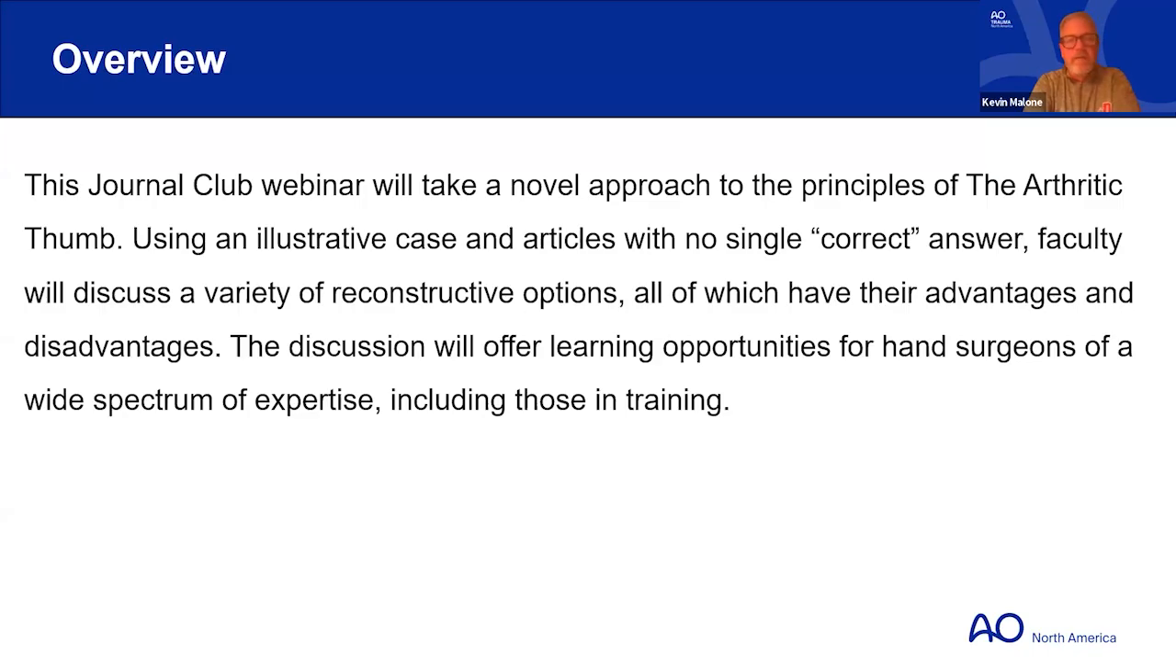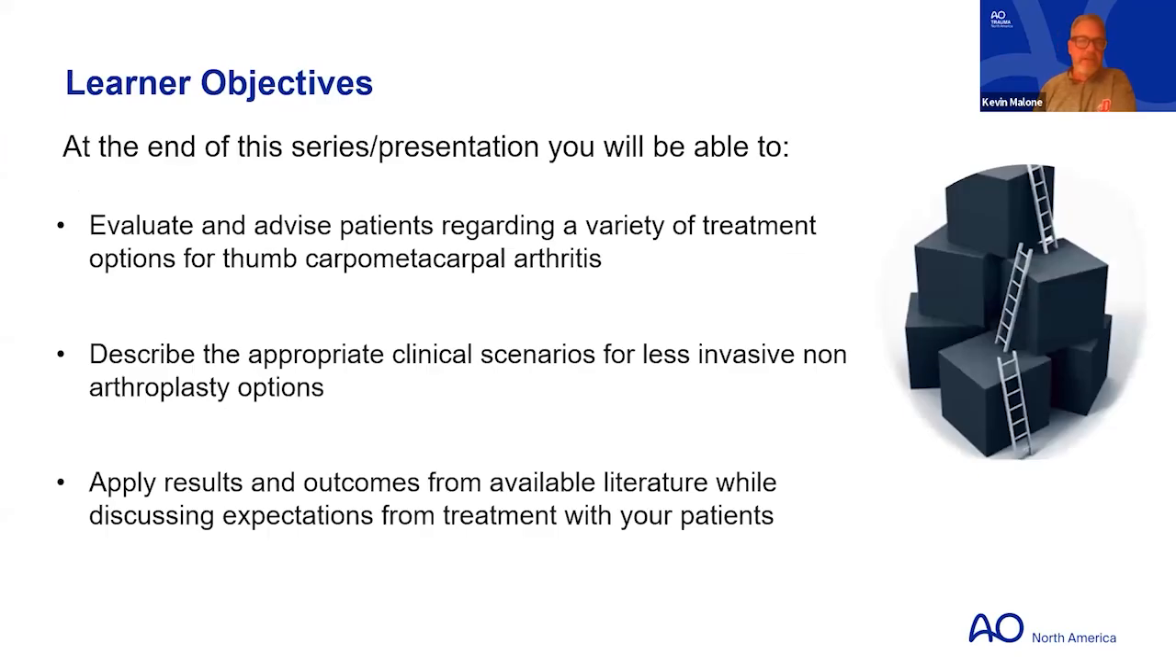In session one, the faculty discussed more traditional methods of evaluation and treatment options for CMC arthritis, including ligament reconstruction, tendon interposition, and suspension plasty, as well as some of the goals of postoperative therapy protocols. In session two, more modern and sometimes controversial topics were discussed, including PRP injections, denervation of the CMC joint, as well as implant arthroplasty. And tonight we are going to use articles to discuss a big spectrum of aspects of approach to management of patients with these conditions.